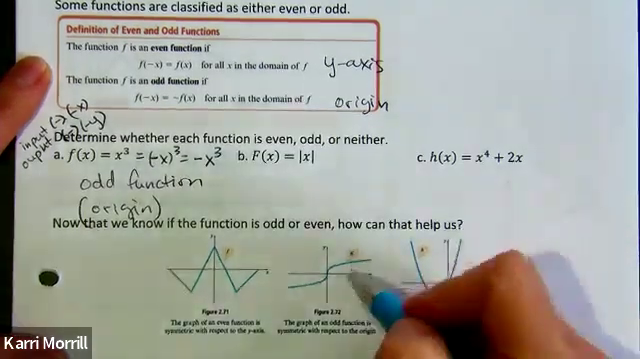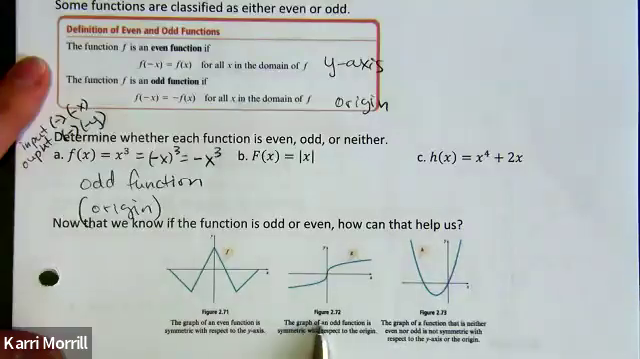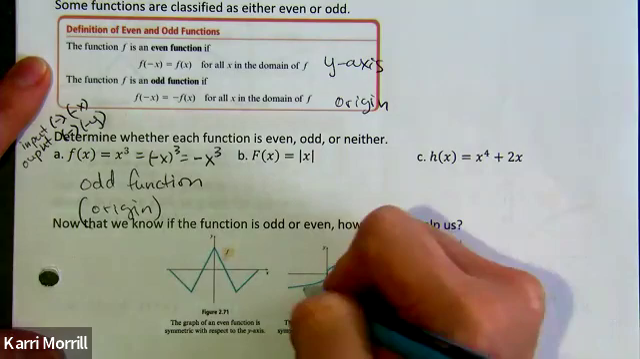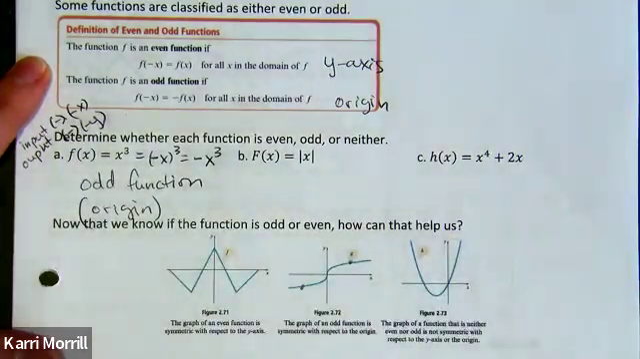So also it looks like this graph here. The graph of an odd function is symmetric in respect to the origin. So if you had two points, you were comparing something like that.